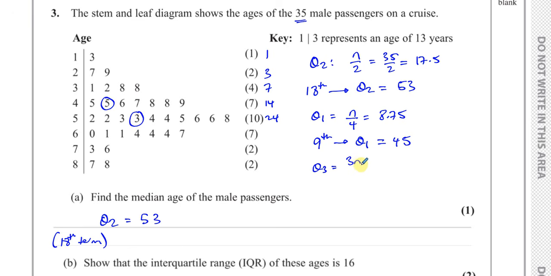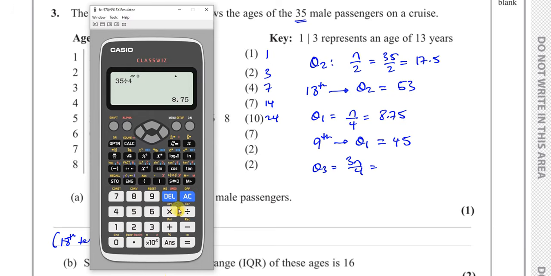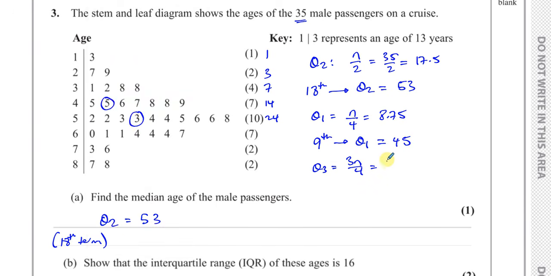It's given by 3 times n over 4. So it's basically this number here multiplied by 3, which gives us 26.25. So that means we're looking for the 27th term. You always round it up to the next term. If it comes out as a whole number, for example 26, you'd look for the 26th and 27th term and find the average of those. But this is a decimal, so you take the next number up, which is the 27th term.